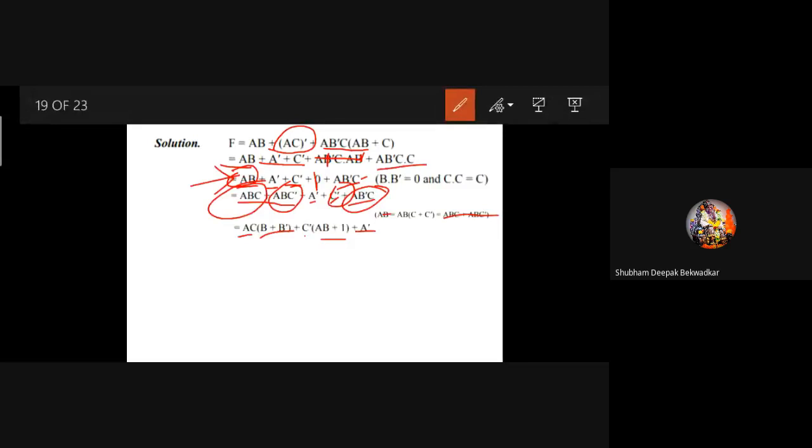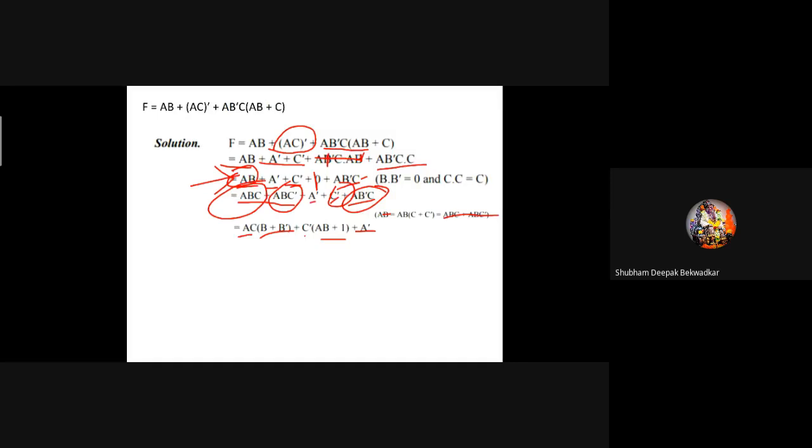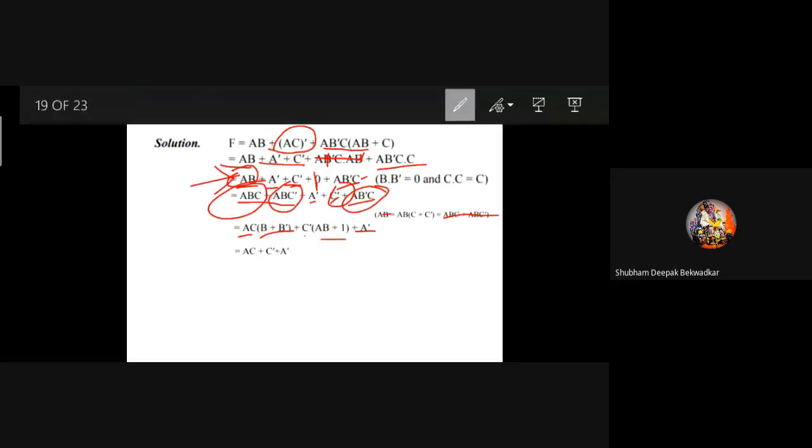Right. So once you do this, then you have almost simplified it. See, B plus B bar goes to 1, so you are left with AC. Any variable ORed with 1 is 1, so you are left with C dash and A dash kept as it is.